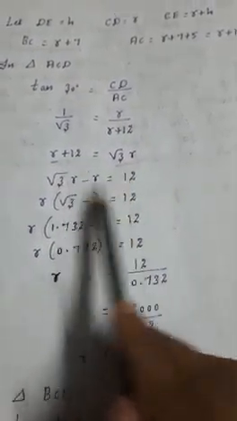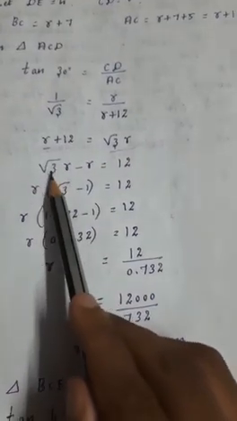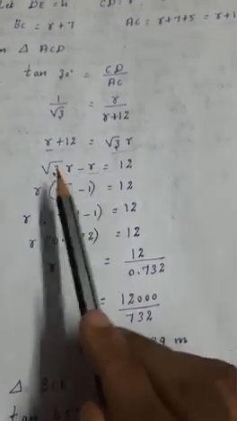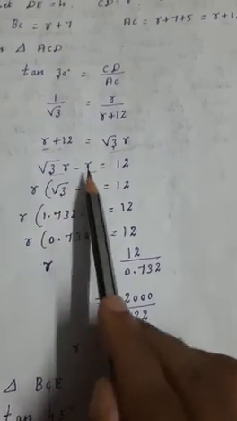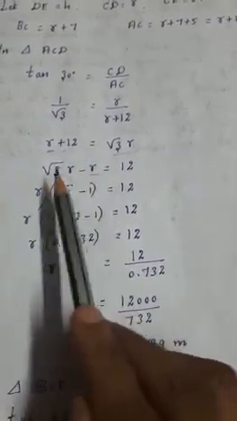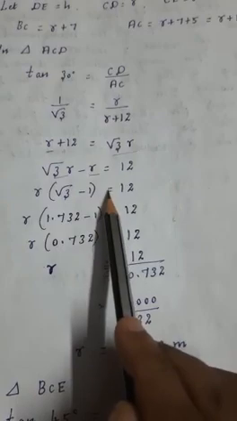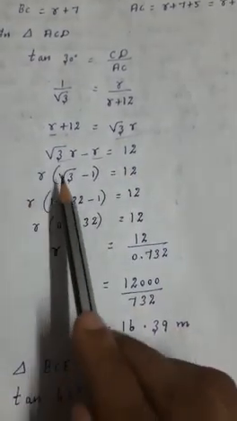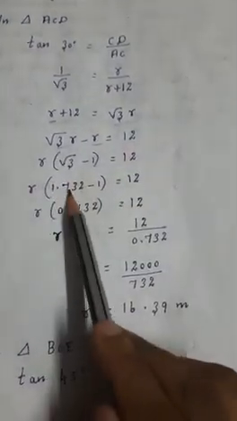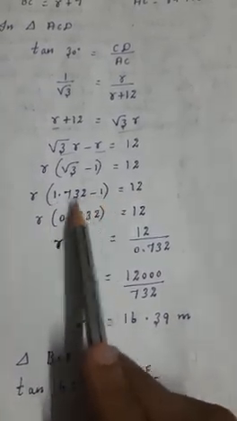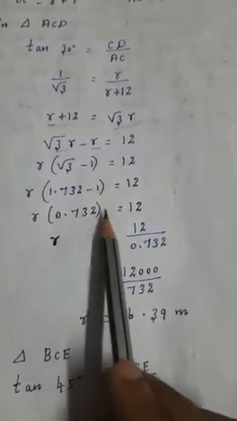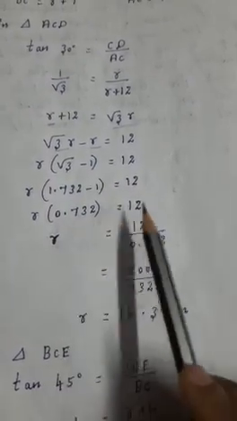Okay, so we are interchanging and have written it. In the next step, R is common in this part and this part, so can you take R outside? Root 3 remains, minus 1. So R into root 3 value, which is 1.732, minus 1 is equal to 12. Subtracting, R into 0.732 is equal to 12.